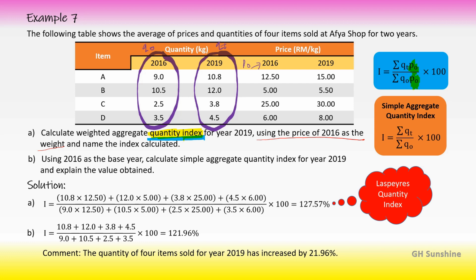At the end, you got 121.96%. Next, comment. Based on the value obtained, the quantity of 4 items sold at Afia shop for the year 2019 has increased by 21.96%. Increase because greater than 100%. Let's say you got the index is less than 100%. Therefore, the quantity has decreased by the difference between 100 and the value obtained.